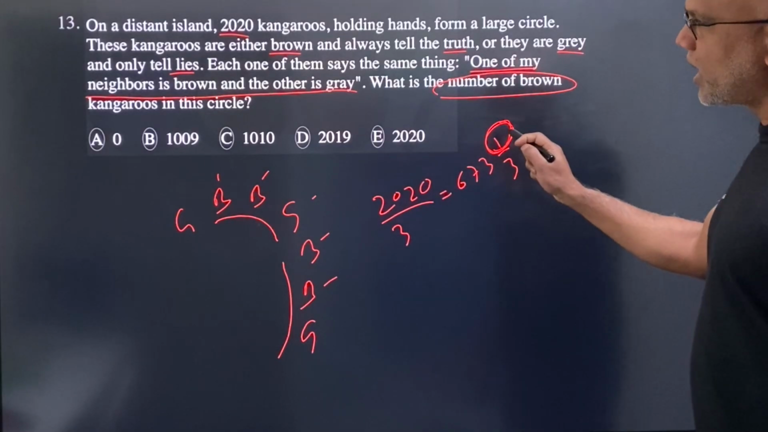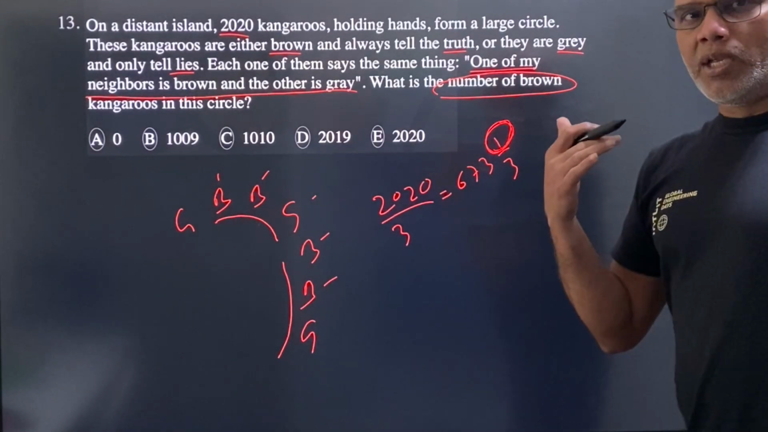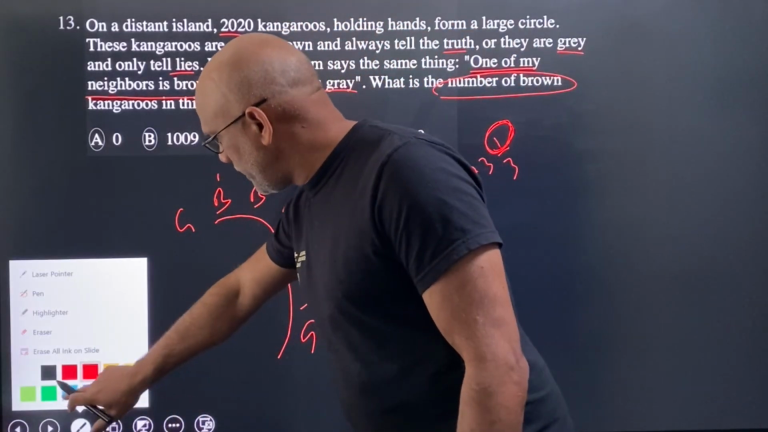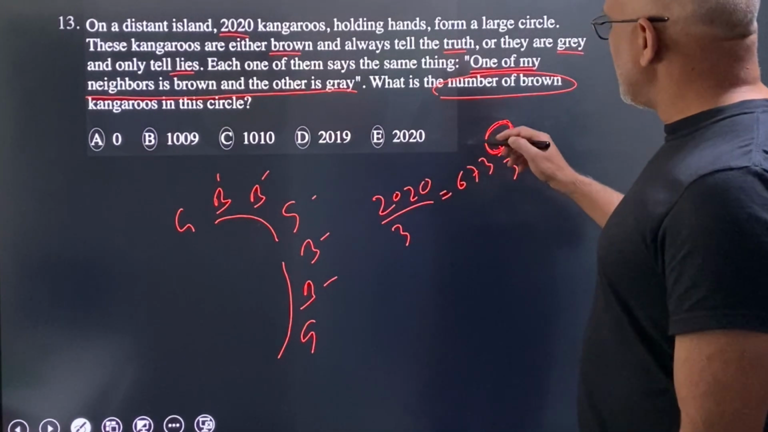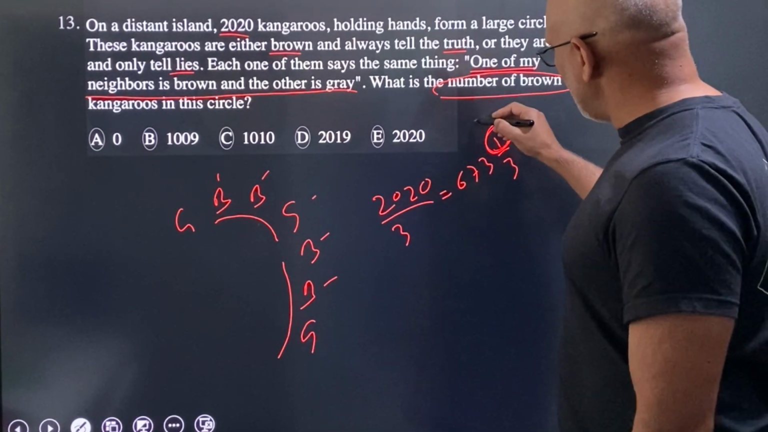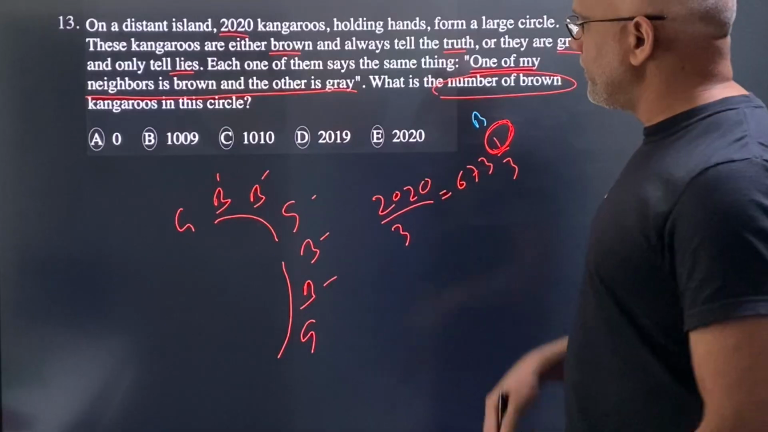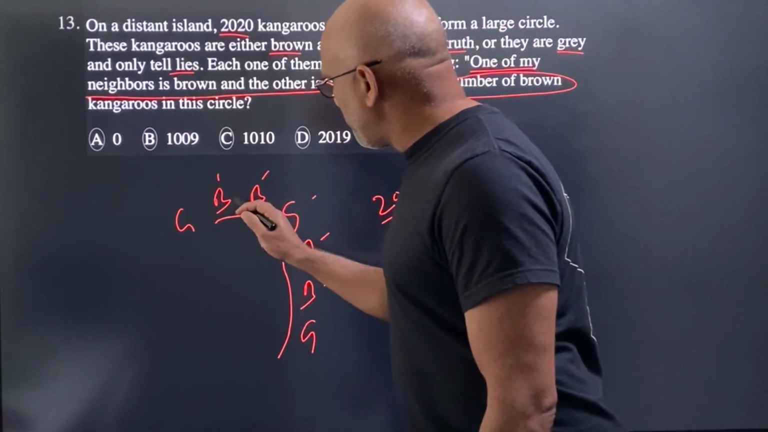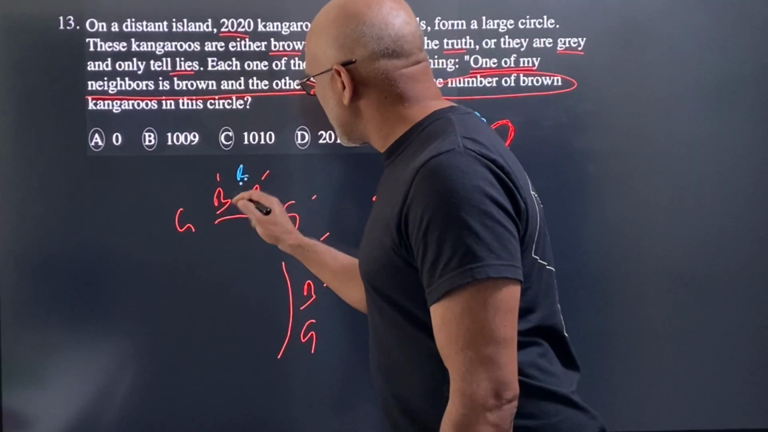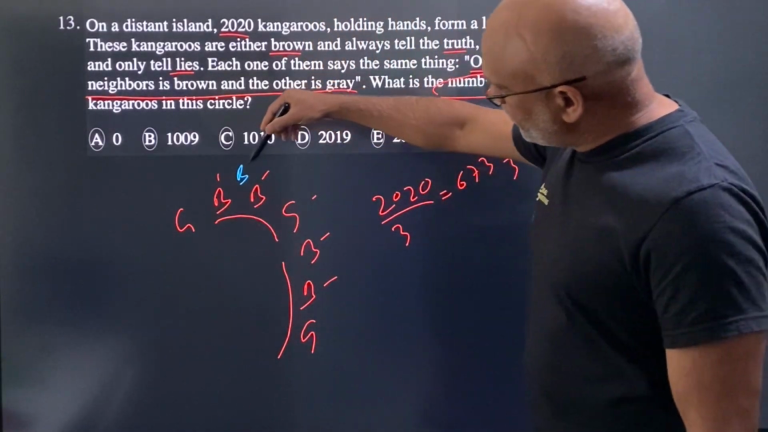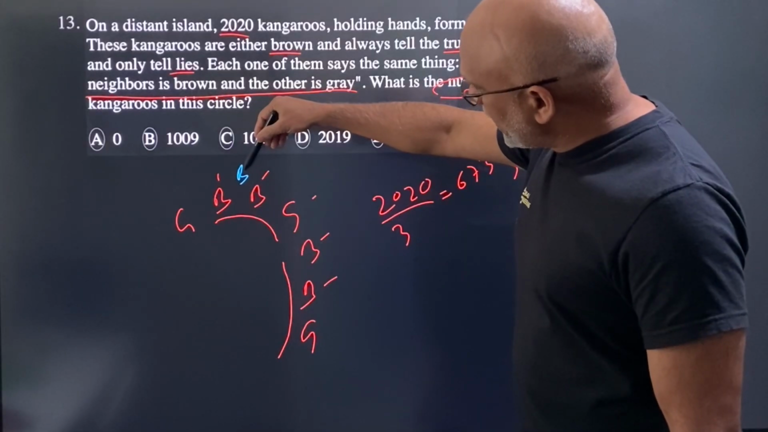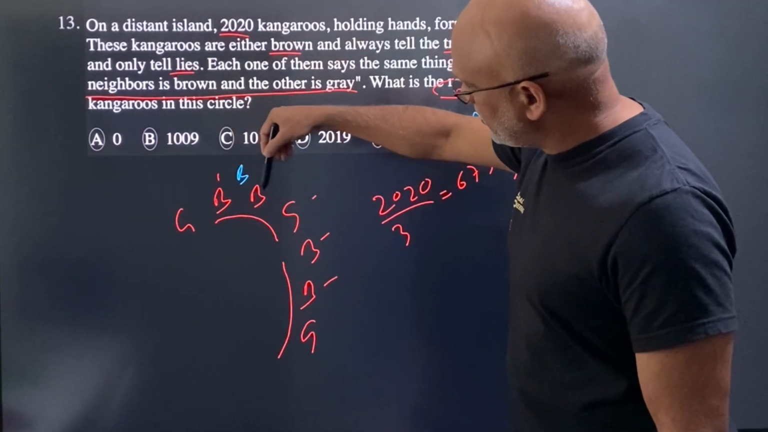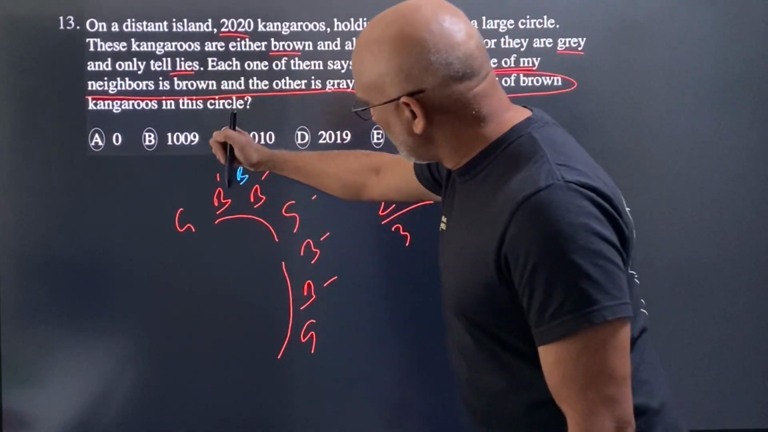Where can I put this kangaroo? And is this kangaroo going to be brown or grey? Let me try a different color. Let's say this kangaroo is brown. Okay, I'm just assuming, I don't know yet. Where can I put that kangaroo? Can I put that kangaroo here? I cannot put the brown kangaroo here, because then this will not be telling the truth, right? Because on both sides they are brown. So I cannot put brown kangaroo there.